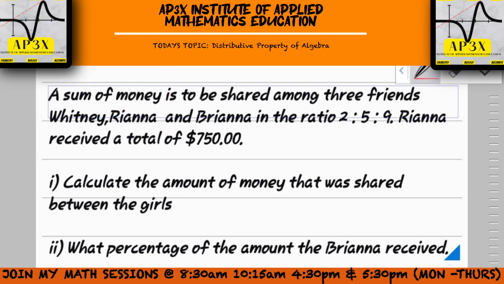So the first thing that I'm going to do here is write down who are the persons involved in the ratio. I'm going to be using the initials of their name to save space. So Whitney compared to Rihanna compared to Brianna, and the ratio is 2 compared to 5 compared to 9. Step 1. I have not gone against my steps.